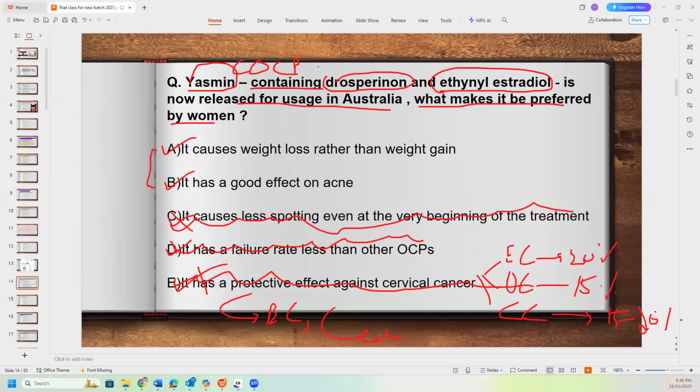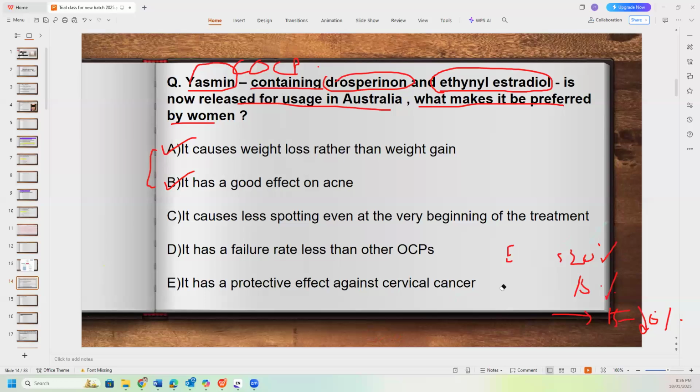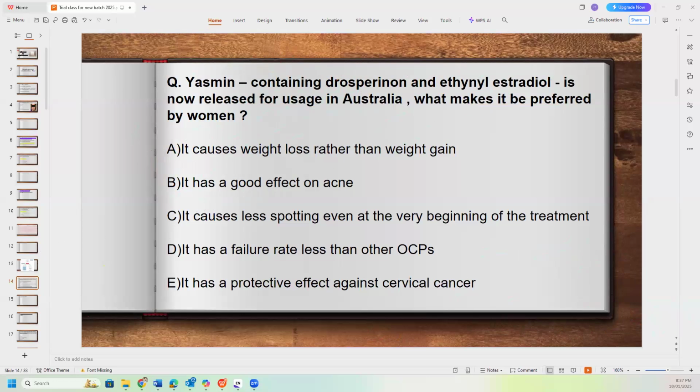So we have two of these left, right? So which option to choose best? Your JM states that Yasmin is preferred because it's very good for women for what? Can anyone tell me? Would we prefer it for acne or for weight gain? Because OCPs are notorious for weight gain, right? So it's very commonly used and preferred by women because it causes weight loss rather than weight gain. Especially in patients who have acne problems, they have a benefit as well, but it's mostly preferred because it doesn't cause weight gain. It doesn't cause fluid retention.